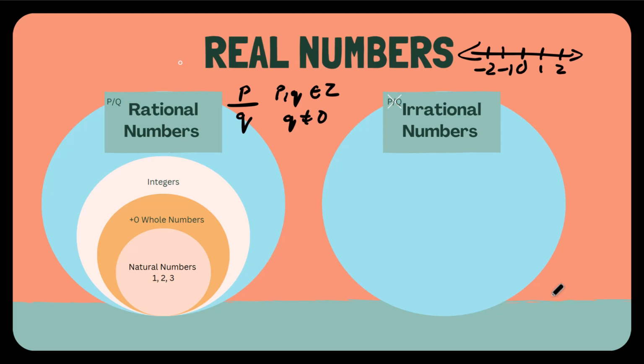Those numbers that can be written in the form p/q are rational numbers. Those numbers that cannot be written in the form p/q are irrational numbers. For example, √2, √3, right? Pi, or Euler's number. There are many constants which are irrational numbers. Okay, so this is Euler's number, right?